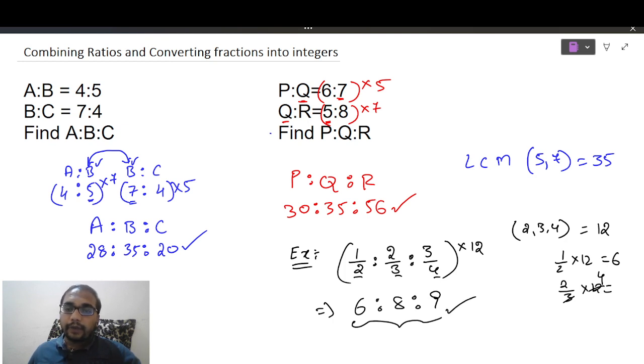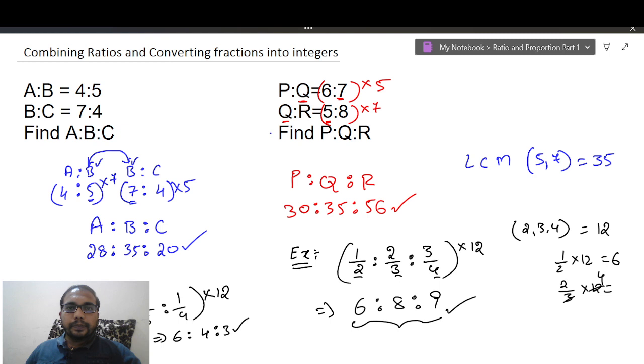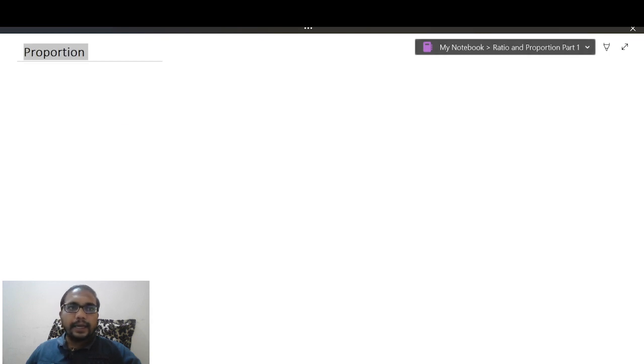Whenever you have fractions like 1 by 2, 1 by 3, 1 by 4 given in your question, instead of dealing with fractions, if you convert them into integers, it will be very helpful to you. It will reduce most of your calculations. Right? You need to multiply by 12. Why 12? Because it is the LCM of the denominators. 12 multiplied: 6, here 4, here 3. That means the ratio is 6 is to 4 is to 3, or 1 by 2, 1 by 3, 1 by 4. Both are the same. Is this clear? I hope you are understanding.